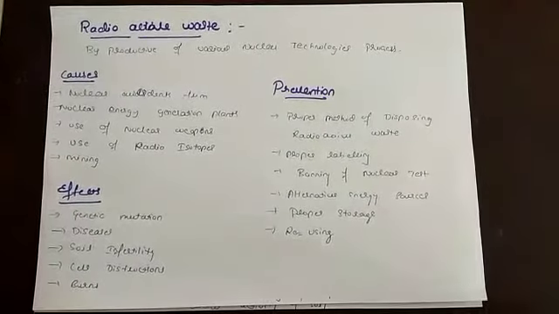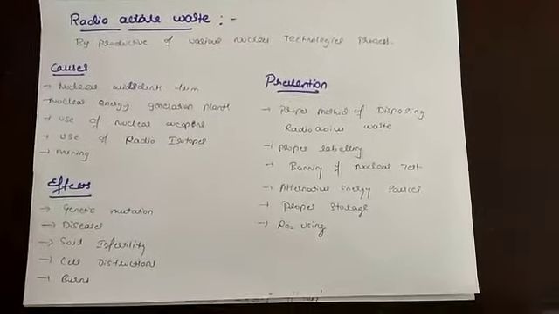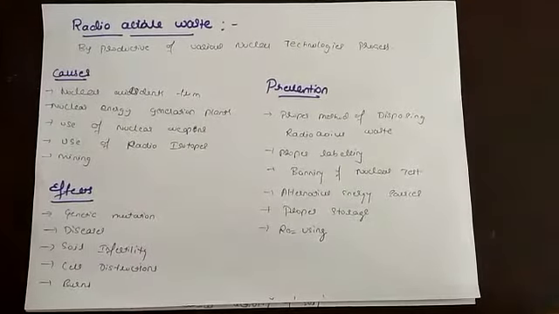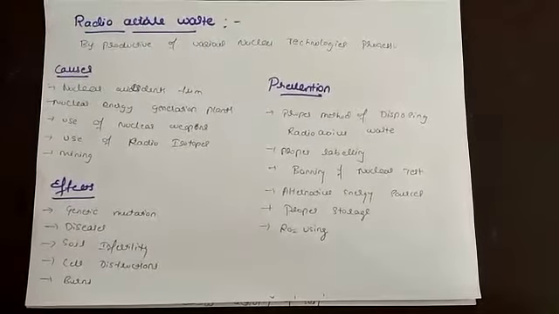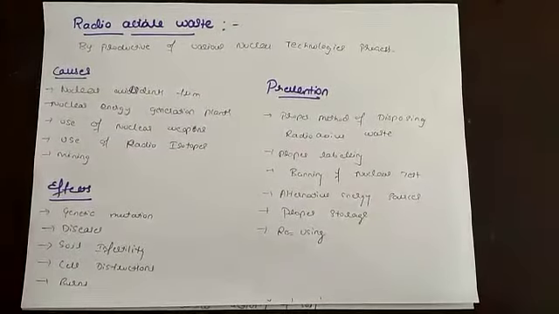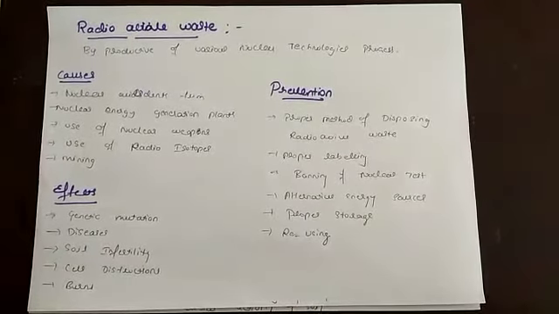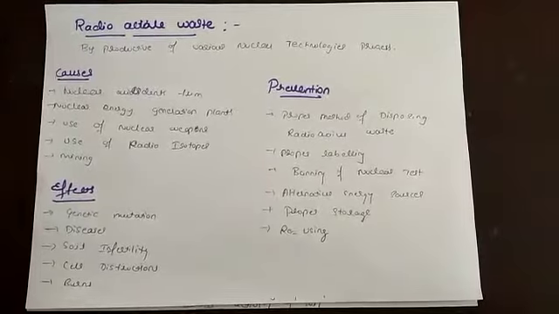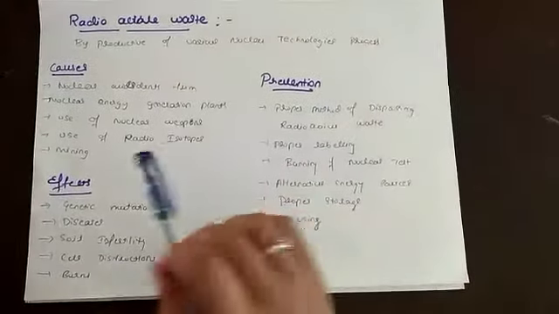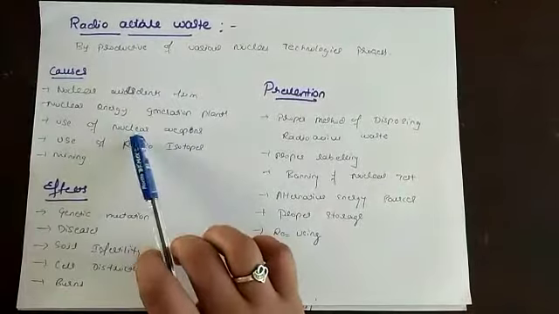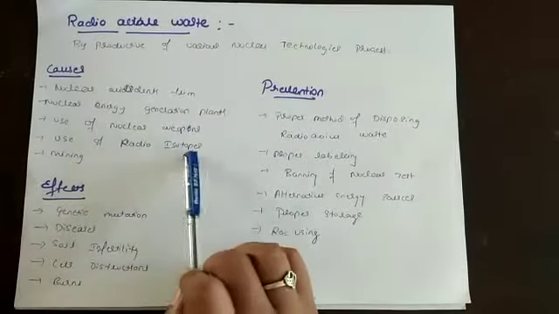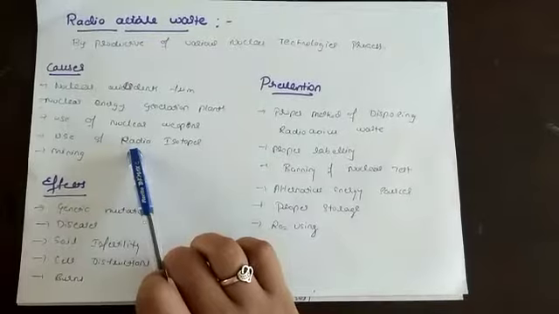Radioactive waste comes from various nuclear technologies. Nowadays you are seeing nuclear bombs and how they are prepared. It also affects the environment if we throw it away carelessly. What are the causes, effects and prevention methods? We'll see. Nuclear accidents, accidents from nuclear energy generation plants, and use of nuclear weapons, since nowadays in wars they use nuclear weapons to kill people. Then using radioactive isotopes and mining also cause radioactive waste.